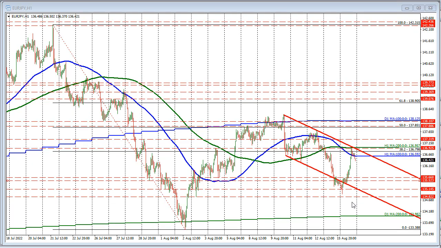We'll see how it plays out, but the technicals are certainly helping to drive the price action in this currency pair.